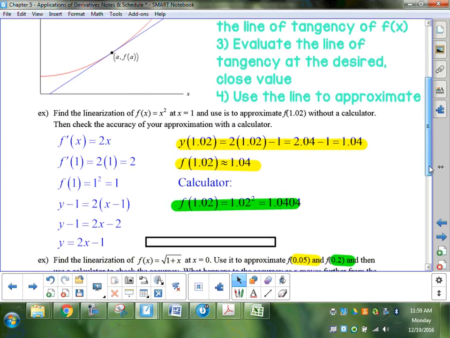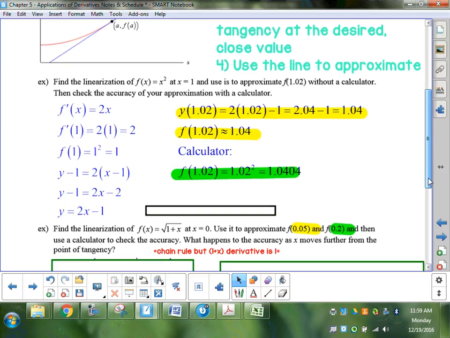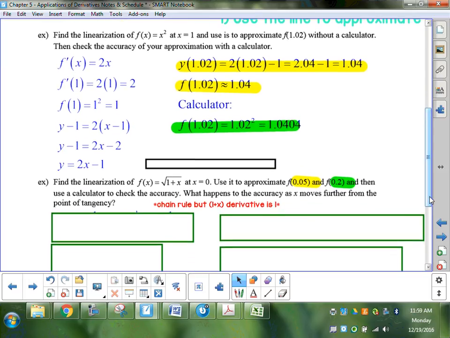Take a look now at the next question. Find the linearization of this at 1. Find the linearization of this at 0. Use it to approximate those two values and check the accuracy. What happens to the accuracy as x moves further from the point of tangency? You can answer the second question before we do the question out. What happens to the accuracy as x moves further away from the common point that the line of tangency and the graph share? You tell me. What happens?